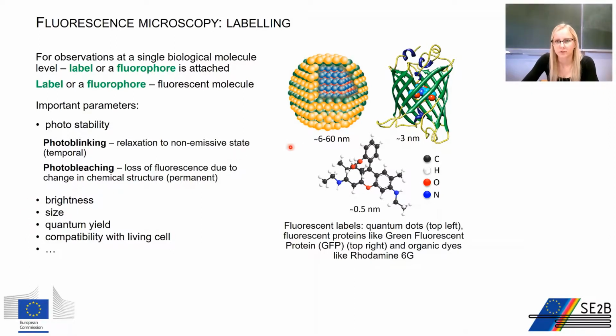Here you see some examples of labels for fluorescence microscopy. They are quantum dots, fluorescent proteins, and small organic dye molecules. All of these possess a strong fluorescence and are used for different applications.